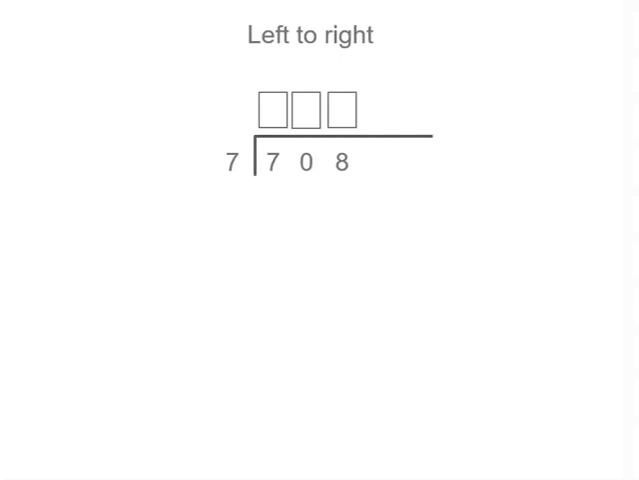We start from left to right. Our 7 is in the hundreds place, and we're dividing by 7. So we can share 7 among 7, and they would get 1 each. So there's 1 in the hundreds. And we've used all of those 700s, so we don't have any that we need to regroup.